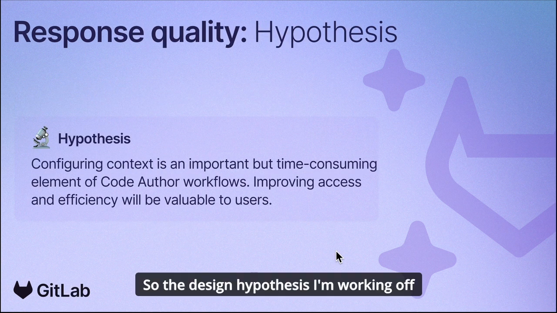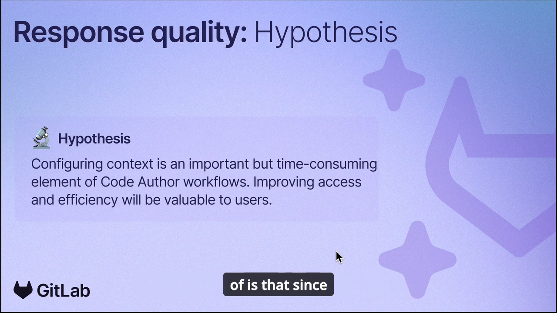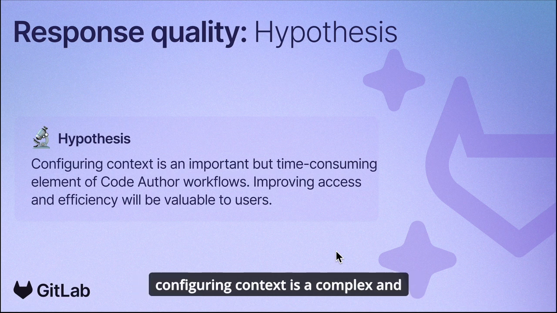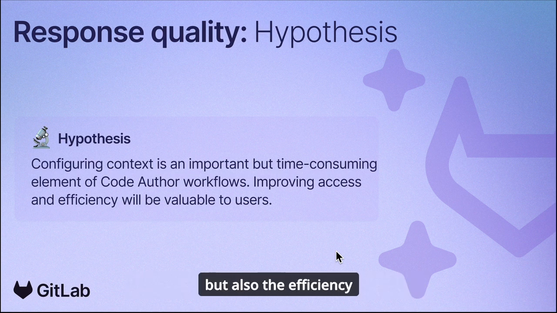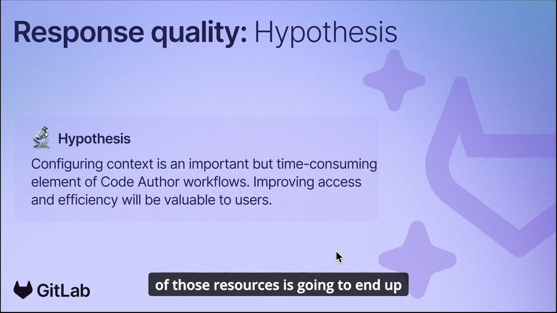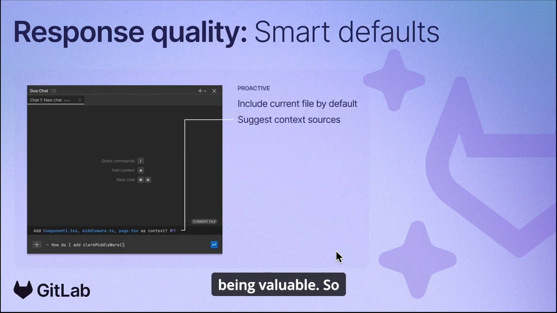So the design hypothesis I'm working off of is that since configuring context is a complex and time-consuming part of a code author's workflow, for example, they will be solving very detailed problems that require interacting with an entire code base. So anything that we can do to improve both the access to more context resources, but also the efficiency in which they can make use of those resources is going to end up being valuable.